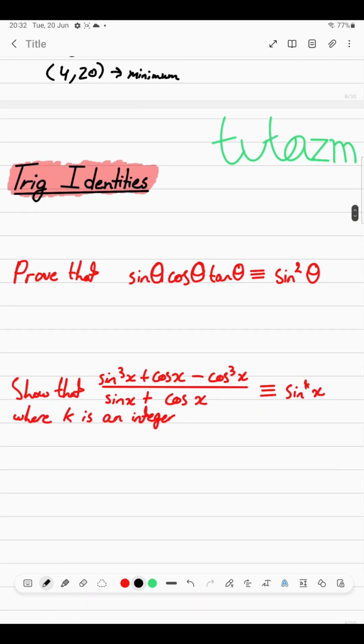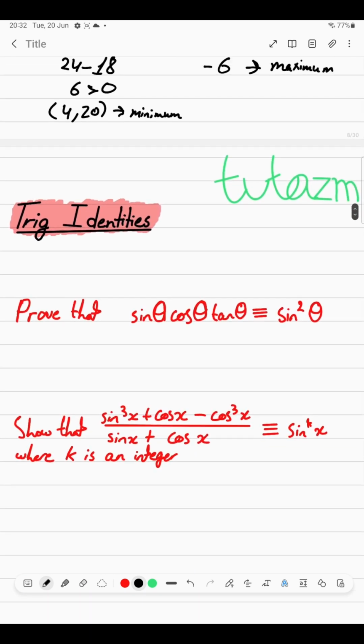The next topic is trig identities. Now there are two trig identities that you should really be concerned with, and that is sine of x over cos of x is equal to tan of x, and sine squared x plus cos squared x is always equal to 1. Right, let's have a look at some questions that they might ask you tomorrow.